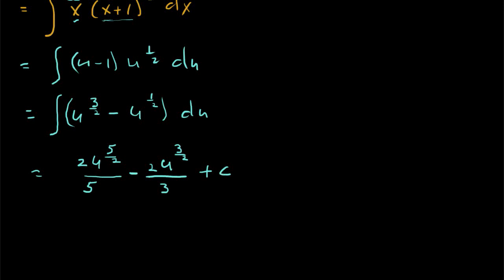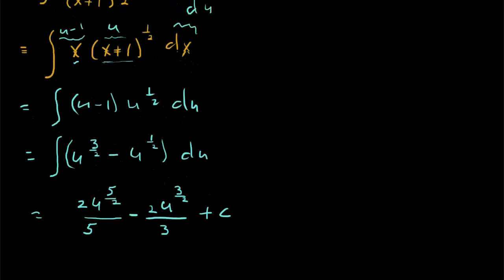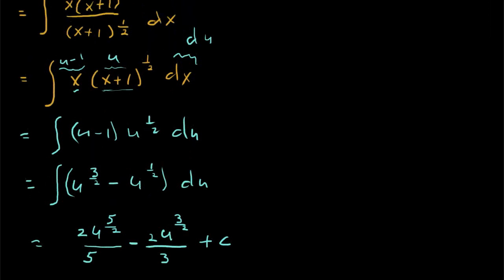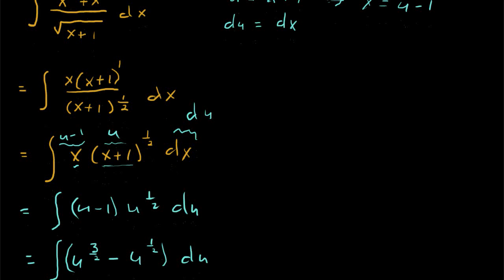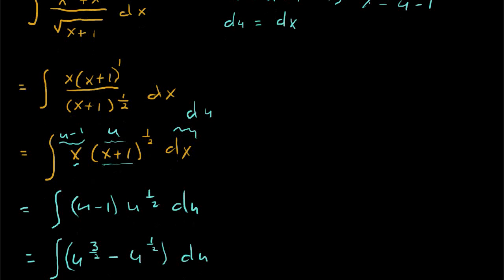And I think we're just about there. All we need to do now, we've integrated. It was a lot simpler to integrate after we substituted in place of u. In place of x plus 1, we put u. And so now let's reverse the process and replace u with x plus 1.